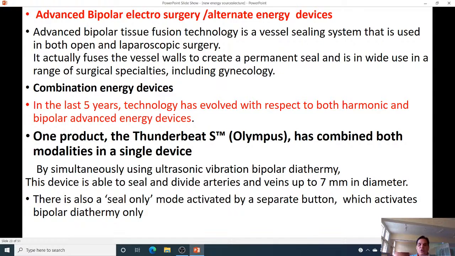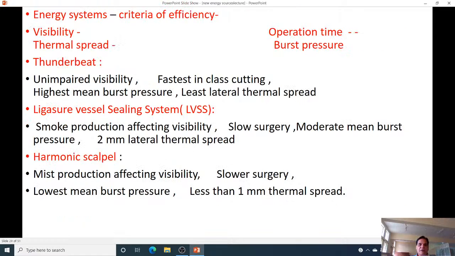There is a product known as Thunderbeat by Olympus. It is very costly, but it combines both modalities of cutting and coagulation, up to 7 millimeter vessels, the use of harmonic as well as electrical energy in a single device. Here we do not have to change the instrument. A single instrument will do all the functions. And there is also sometimes a seal only mode, seal only, no cutting, available on the Thunderbeat. This is only for your remembrance. Thunderbeat uses both modalities combined in a single device.